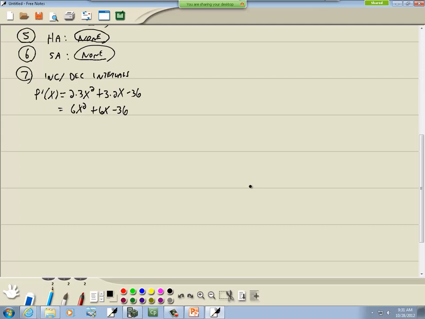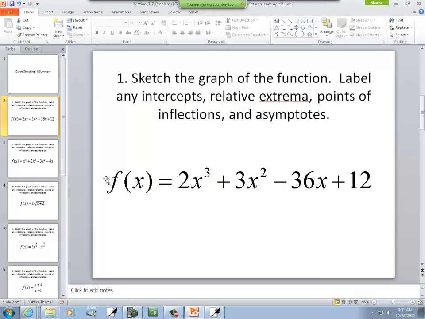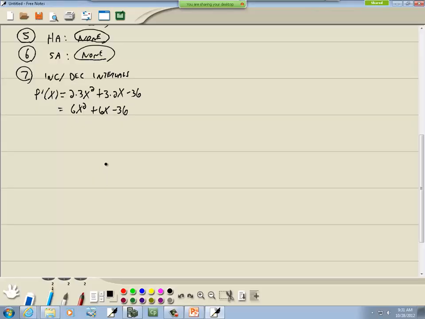Well, to find our critical values now, let me double check my derivative there: 6x squared plus 6x minus 36. To find our increasing and decreasing, we're going to set this equal to 0 and find our critical values. So I got 6x squared plus 6x minus 36 equal to 0. Factor 6 out, and that gives us x squared plus x minus 6 equal to 0, which factors using the PSD method as x plus 3 times x minus 2.